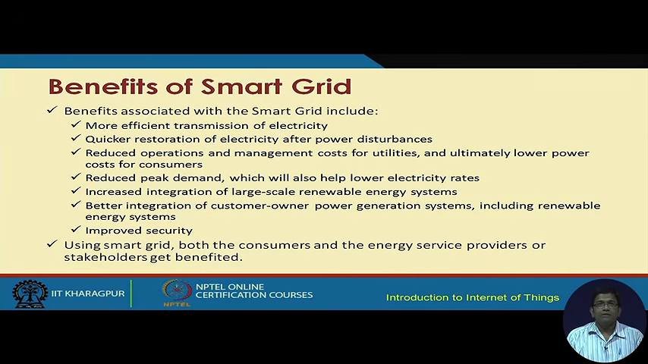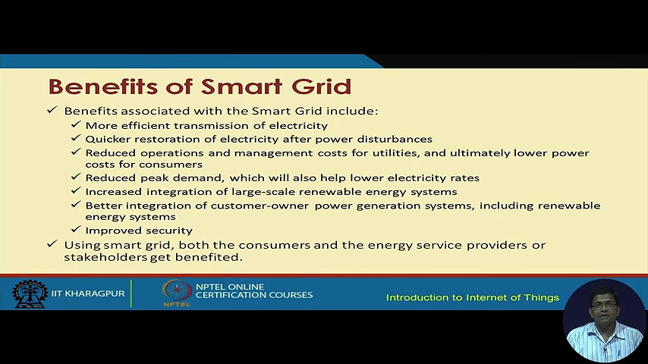There are different benefits of smart grid. One is that it is possible to more efficiently transmit electricity than the traditional electrical grid. It has quicker restoration of electricity after power disturbances, reduced operations and management costs for utilities, and ultimately lower power costs for consumers. Reduced peak demand will also help lower electricity rates.